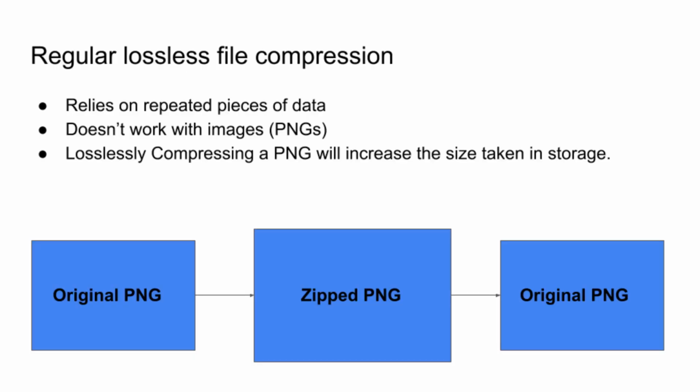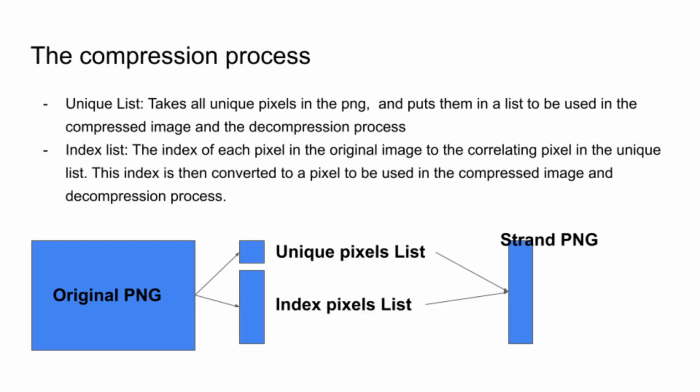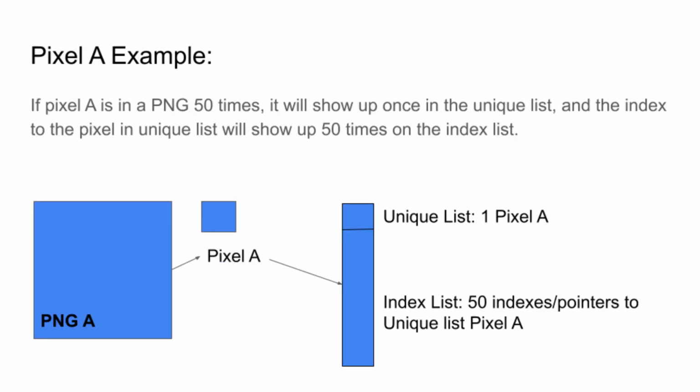While regular lossless compression fully relies on repetition and placing placeholders in repeating spots, my software relies on a unique pixel list, an index pixel list, and a little bit of repetition. The unique pixel list states each unique pixel in the picture and puts them into a list. Then the index list is a list of indexes, or positions, of pixels in the image that are in the unique pixel list. So for example, if pixel A is in the image 50 times, one pixel A will be in the unique list once.